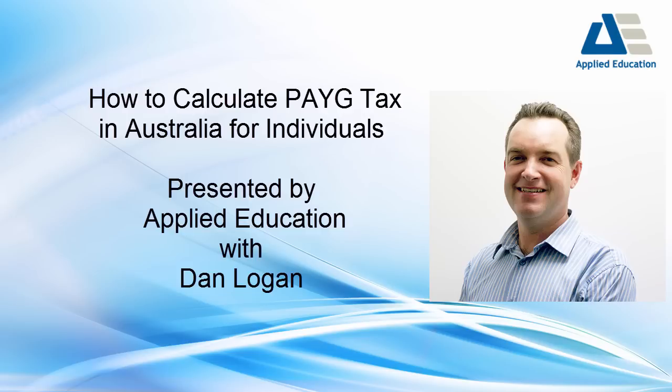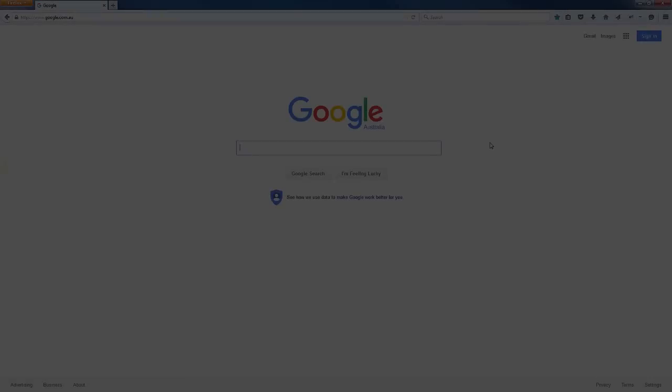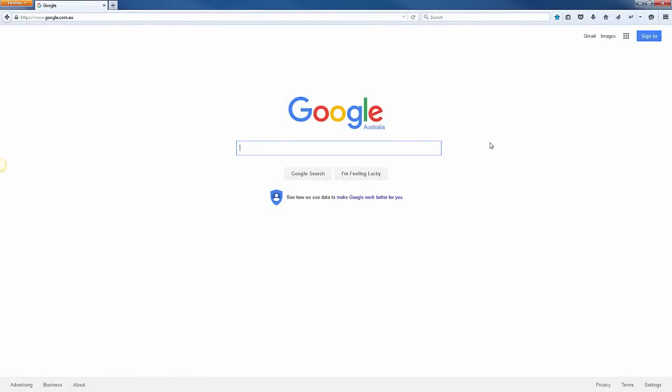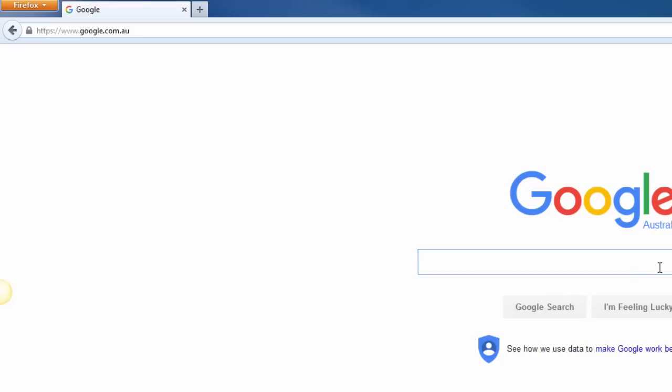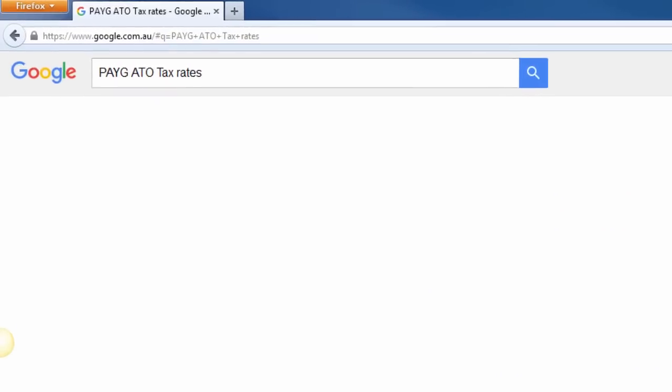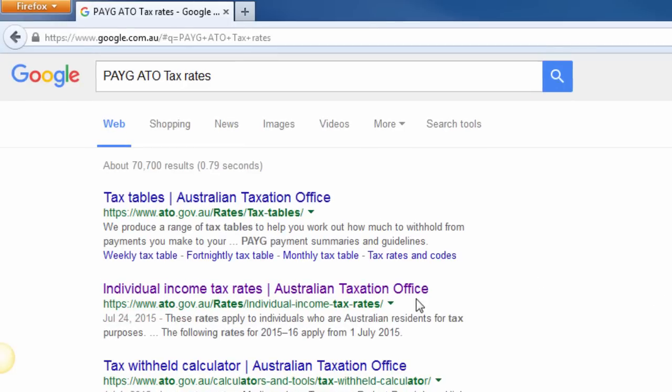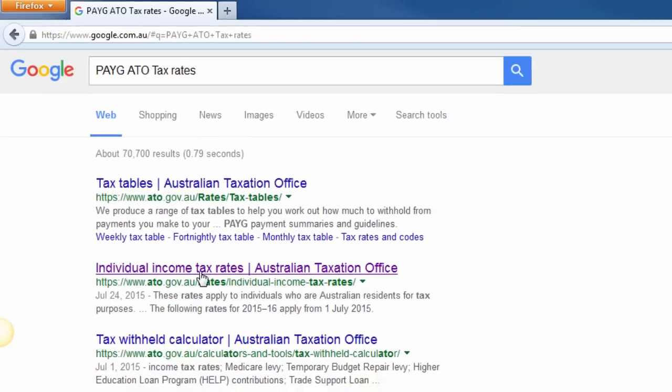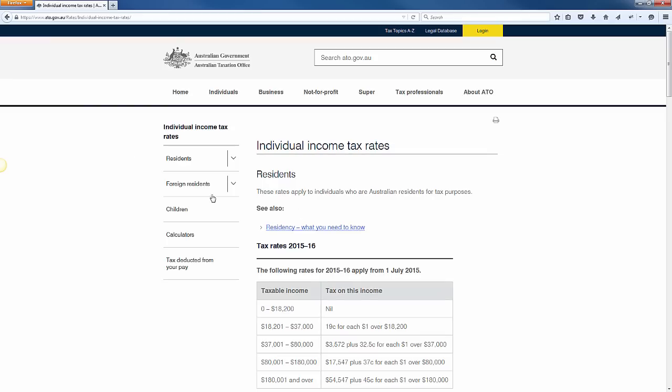I'm going to take you through how to calculate PAYG for an individual in Australia. To find out the current ATO tax rates, the easiest thing to do is go to Google and type in PAYG ATO tax rates. We just hit enter, and you should see coming up in the first couple of hits the individual income tax rates, and we'll click on that link.